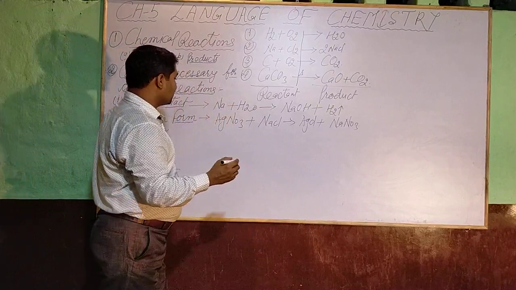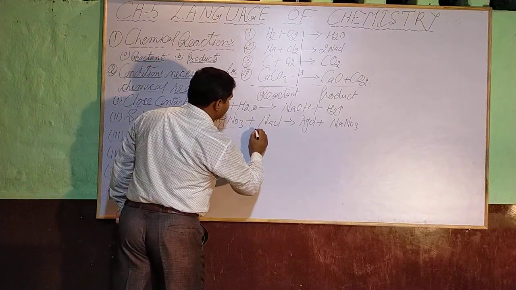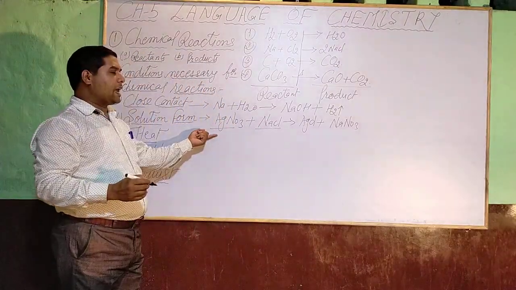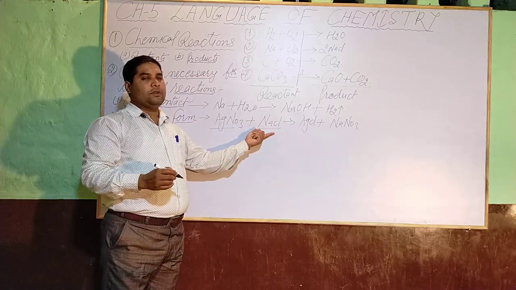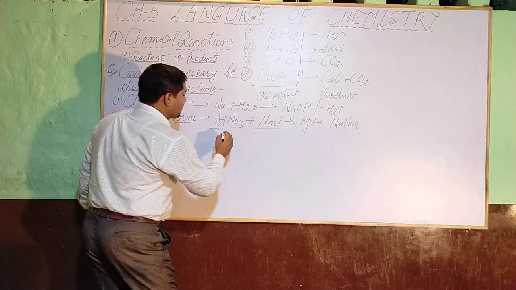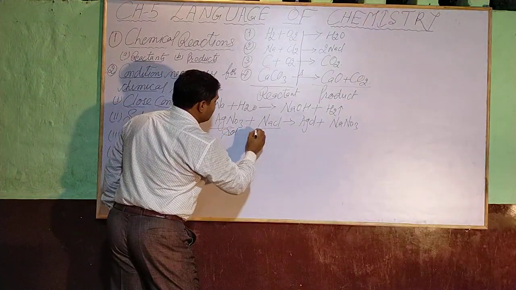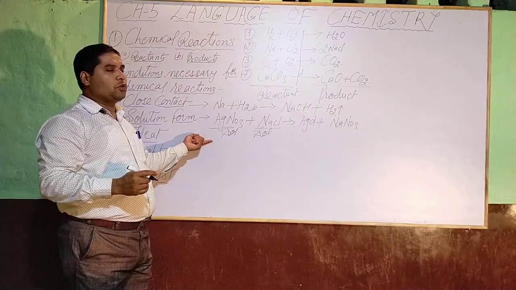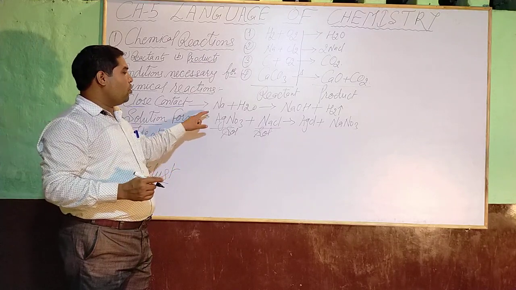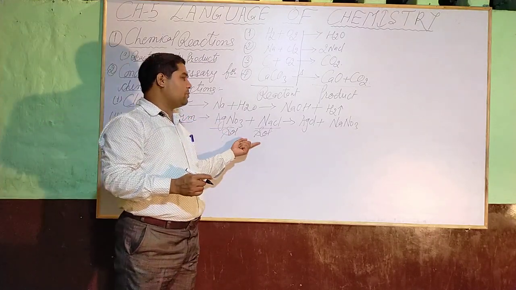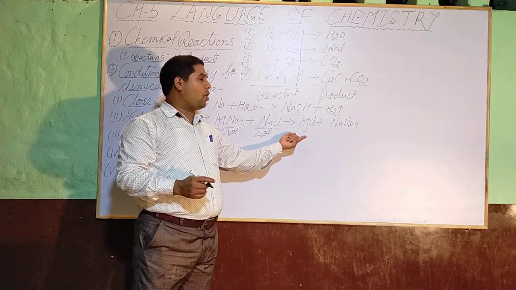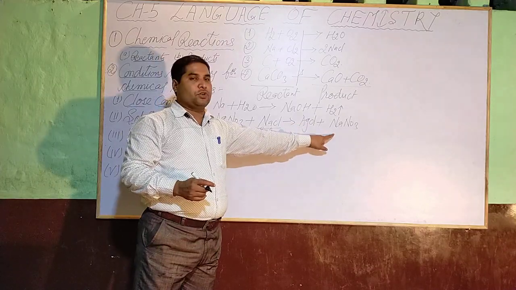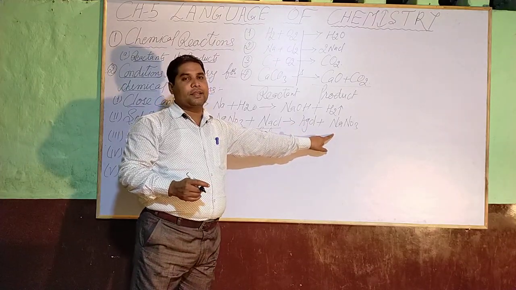Dear student, these two reactants, silver nitrate and sodium chloride, are in solution form. Then only this reaction is able to proceed. So both these compounds are in solution form and new products are formed, silver chloride and sodium nitrate.